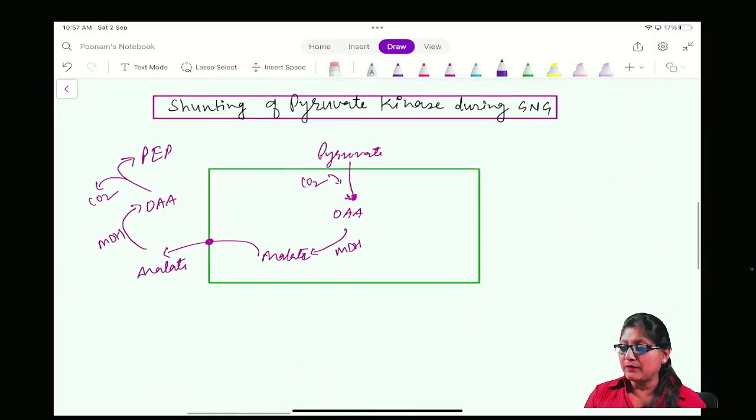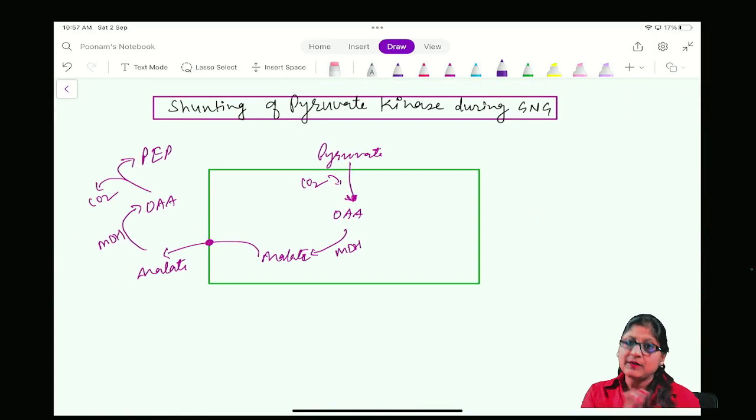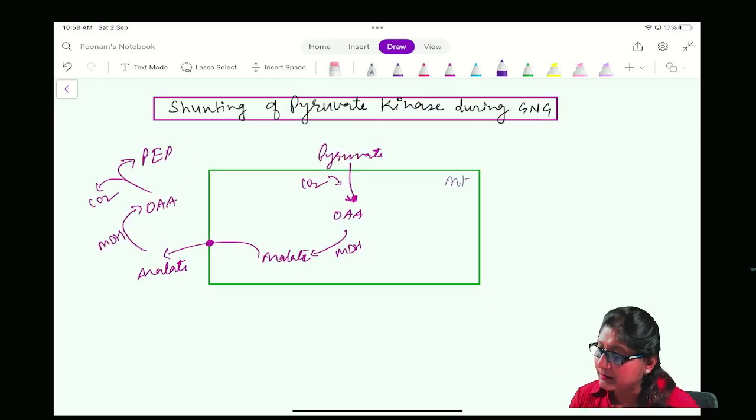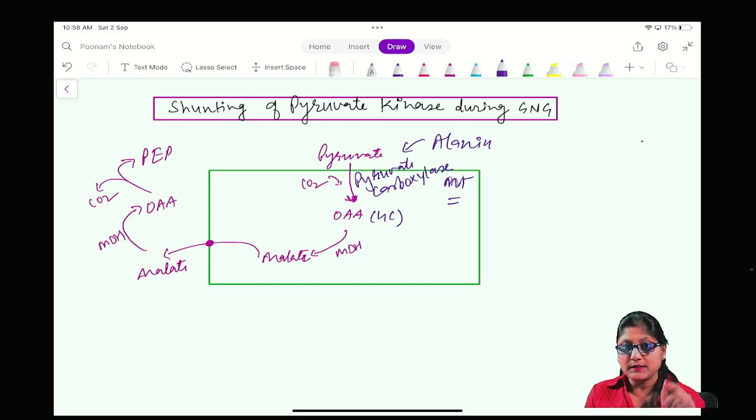So to save some time, I have already written the skeleton of this route by which pyruvate kinase is being shunted, and you can see the pyruvate is going to the mitochondrial matrix. Pyruvate coming from alanine transamination going to the mitochondrial matrix. There it is undergoing carboxylation to give you 4-carbon oxaloacetate, and this enzyme is a very important gluconeogenic enzyme, which is pyruvate carboxylase enzyme. And like any other carboxylase, it needs ATP, biotin, and so on.